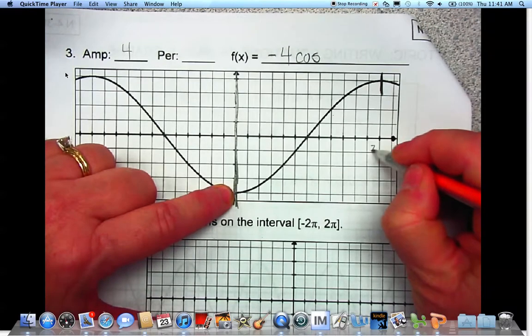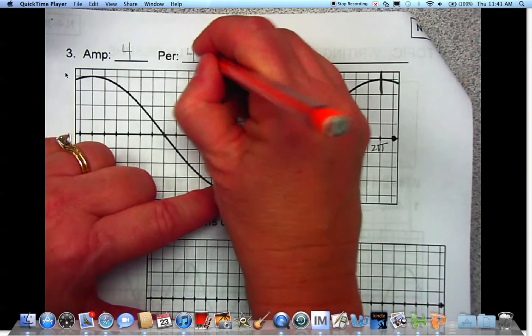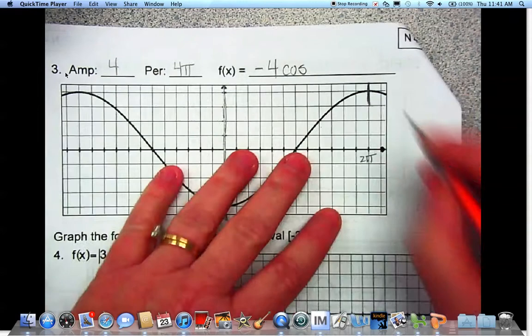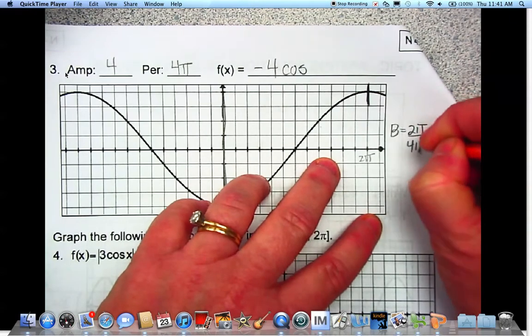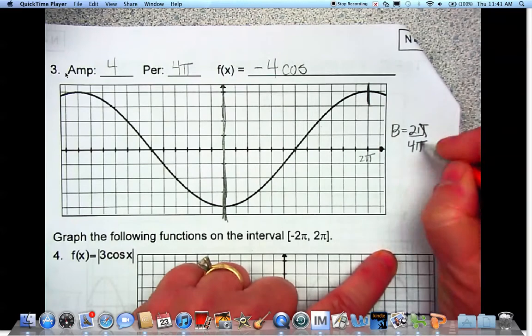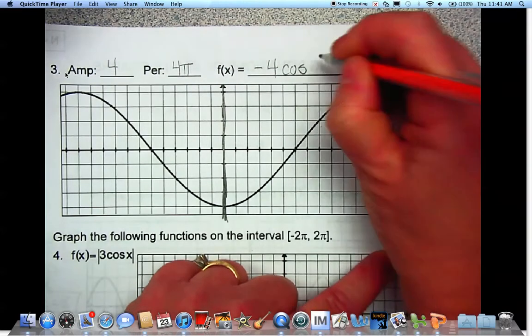Now it goes from halfway, the 2 pi, to 4 pi. So all the way would be twice as much, 4 pi. So the period is 4 pi. And then we'll do b equals 2 pi divided by 4 pi. The pi's cancel and we get 1 half. So it's 1 half x.